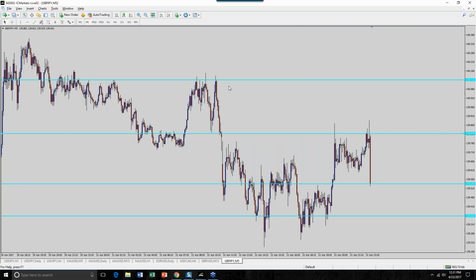Do you think the French election today will have a high impact on gold tomorrow? I don't know. I think it'll have more of an impact on the euro than anything else.